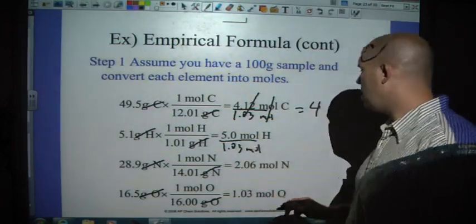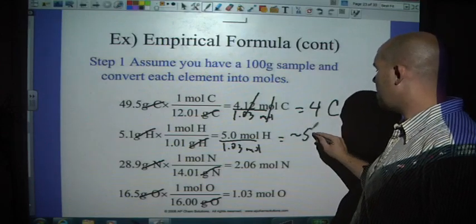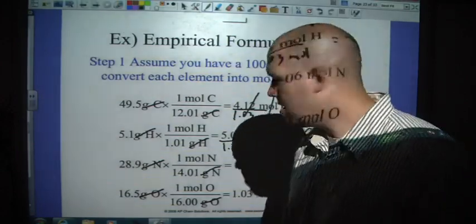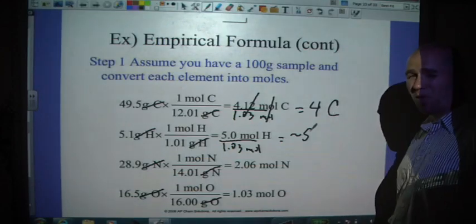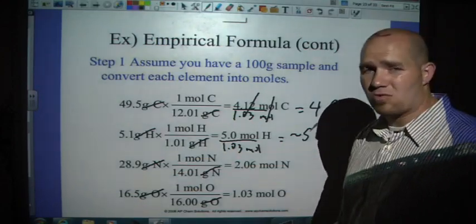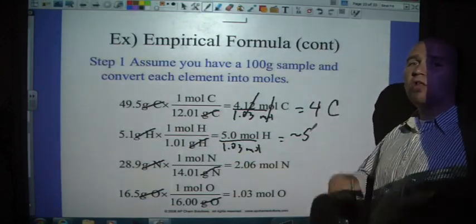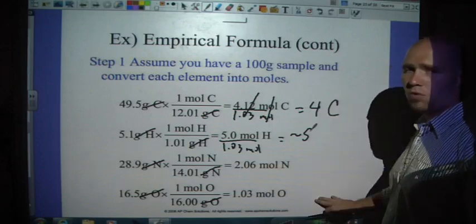And over here, when I divide that, I'm going to get basically some number close to 5. When I say close to 5, I'm talking about something like 4.9 something or 5.03. If you get something like 4.5, that's a problem. You can't just round that up. That would be a sign telling you that you need to multiply all of it by 2, 3, or 4 to where you can get very close to all whole numbers.